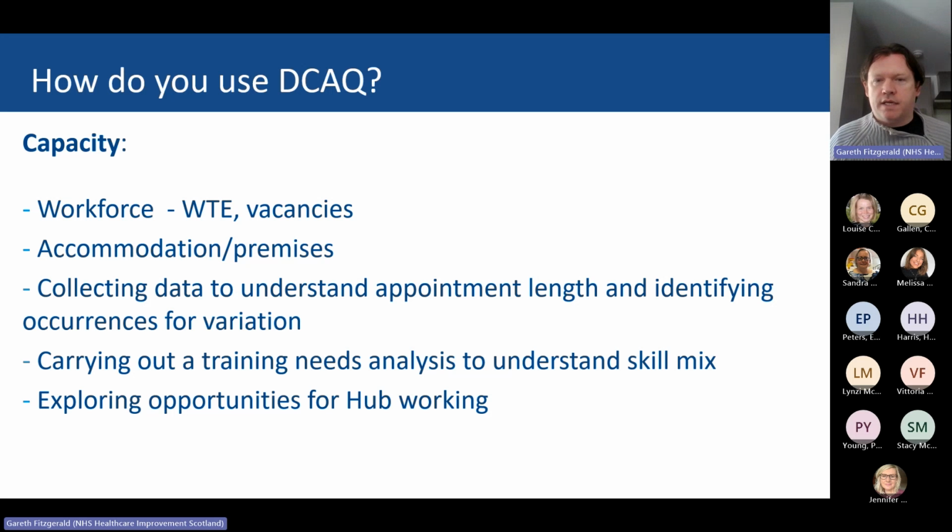Other considerations such as occurrence variation, the need for, say, interpreters. What's the impact on the time needed? How often is an interpreter needed? Has it been clearly communicated that an interpreter is needed?